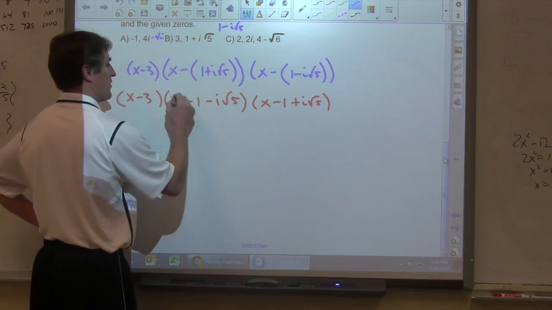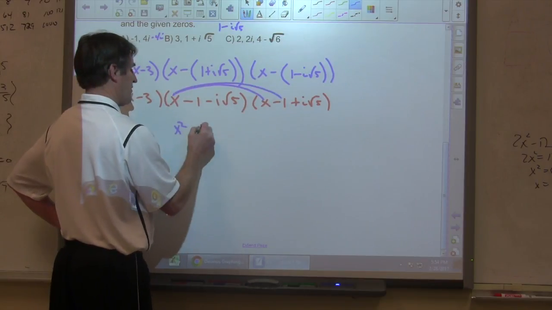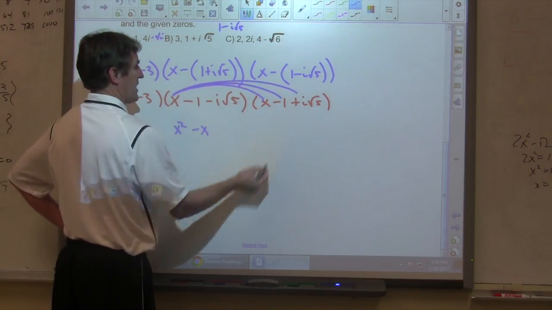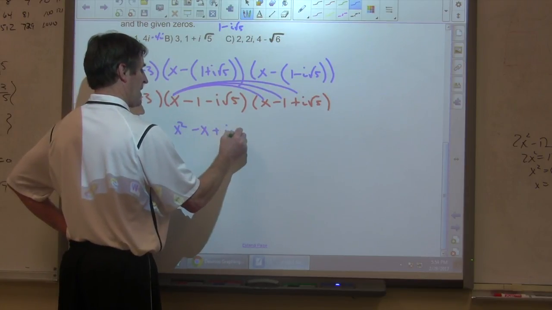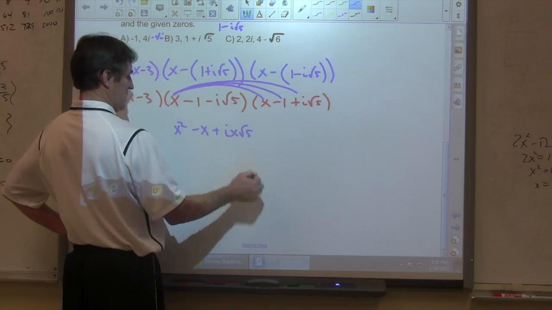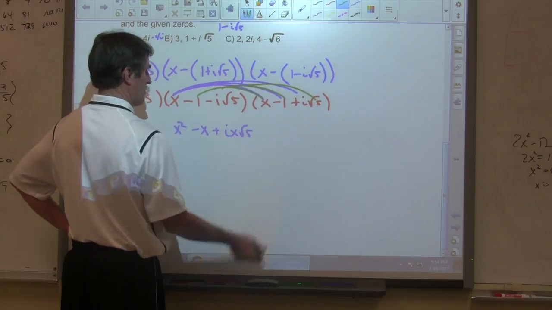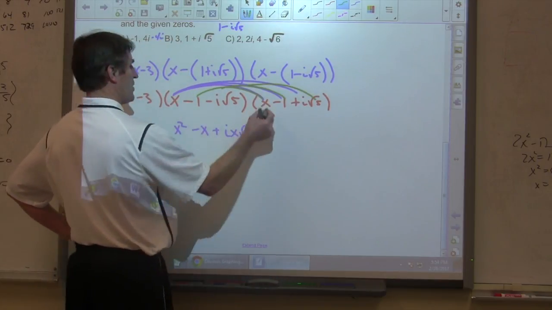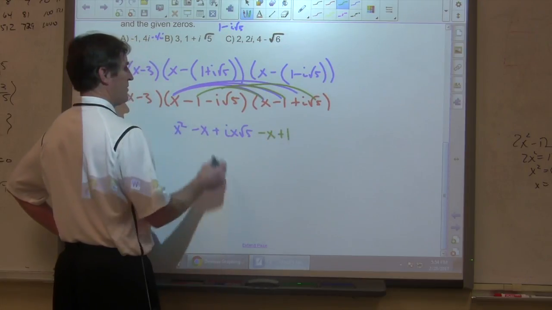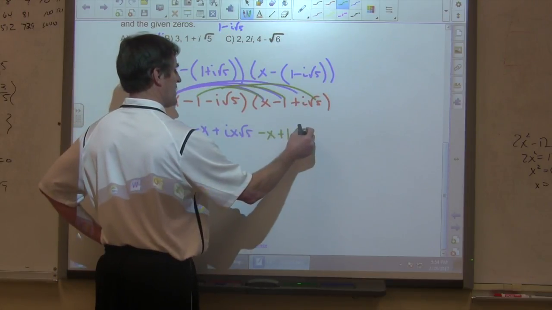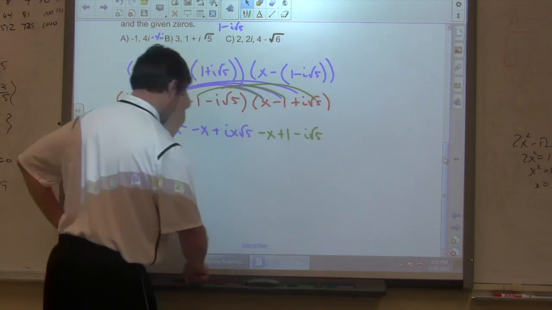Again, I'm going to do conjugates first. So x times x is x squared. X times negative 1 is negative x. X times i square root of 5 would be ix square root of 5. Now we're going to take negative 1 times everything. So we get negative 1 times x is a negative x. Negative 1 times negative 1 is a positive 1. Negative 1 times i square root of 5 is a negative i square root of 5.